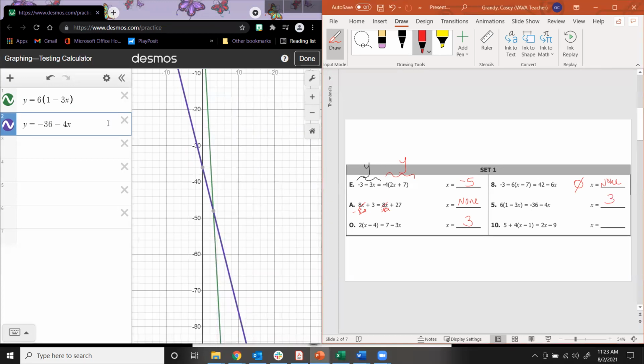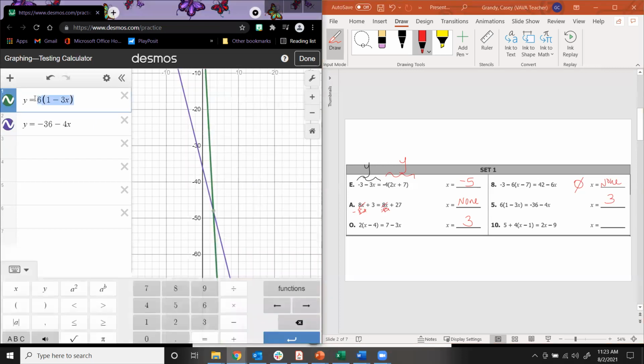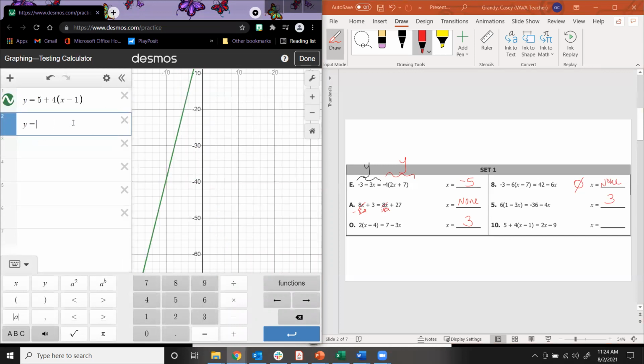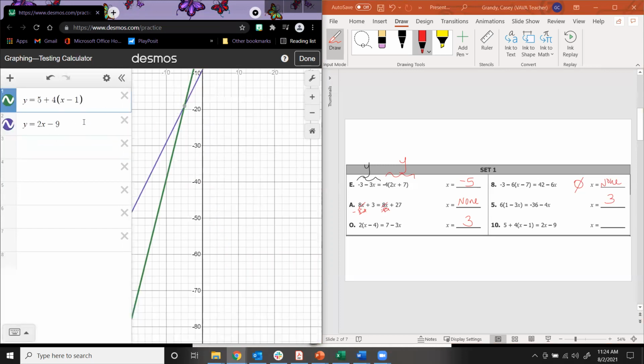And number 10, we can probably guess what the answer is, but we should just double check just in case. 5(4)(x-1) on the left side, and the right side is 2(x-9). They intersect right here. Oh, did I type something in wrong? 5(4)(x-1), 2(x-9). Oh, there we go. Negative 5 is our x value.